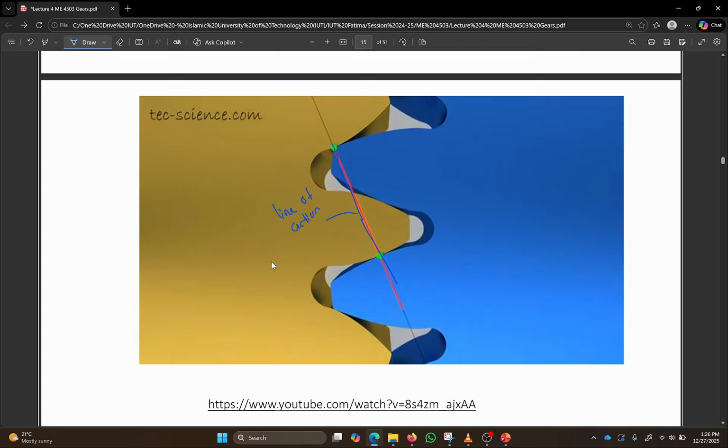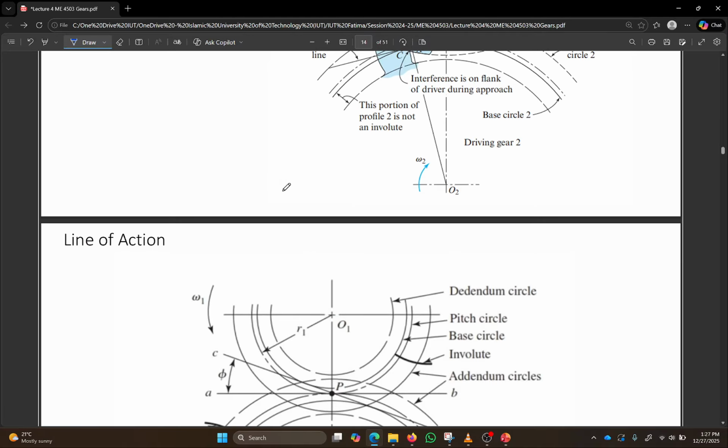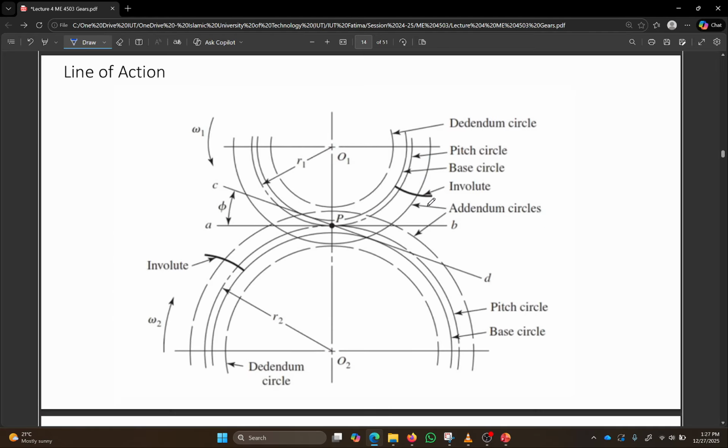This is the line where the action and the reaction forces are basically taking place. The main motion transfer, force transfer happens through this line. And I told you that the specialty is that this line is basically a tangent to the base circle. Okay, so we have already gone through this one. So let's look at this one.